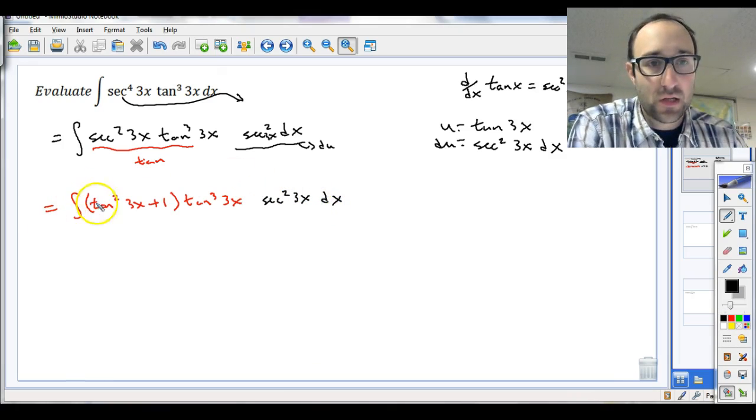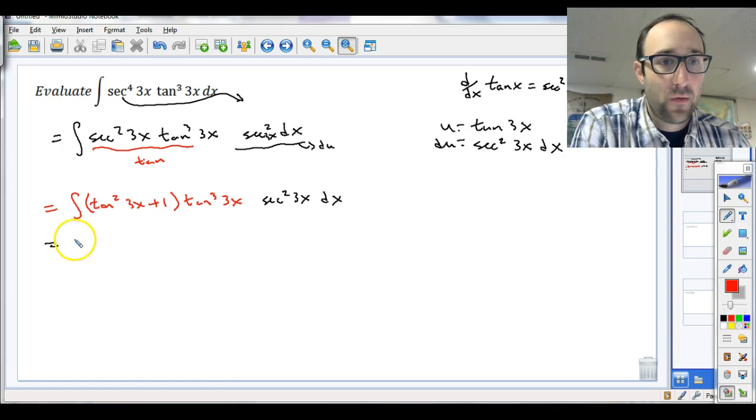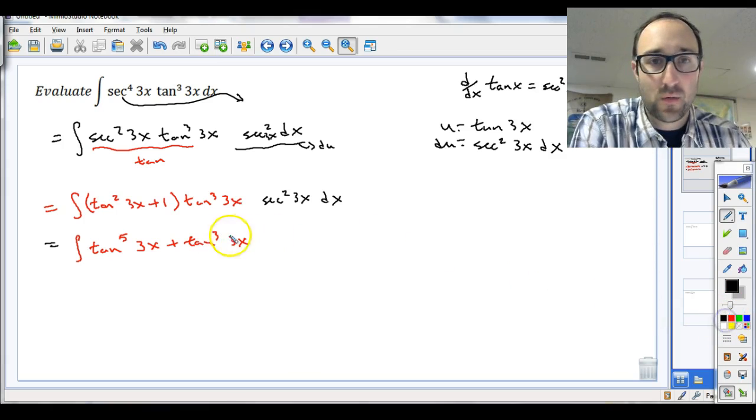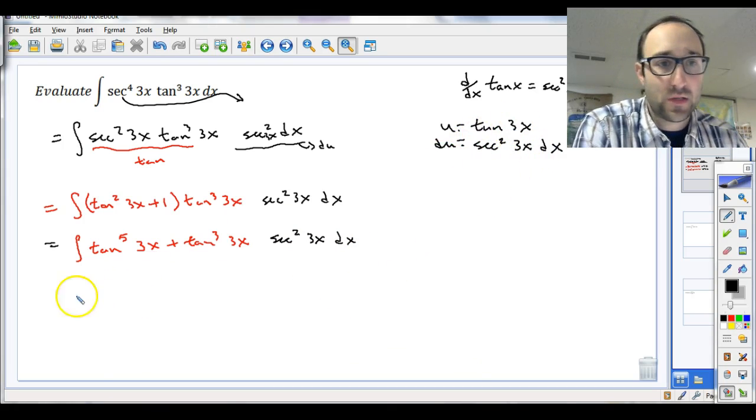Next, let's distribute this whole thing and see what we get. Multiplying a square and a cube, we add the exponents: tangent to the fifth 3x plus tangent cubed 3x, and then we've got the secant squared 3x dx. So if u equals tangent 3x, this would be the integral of u to the fifth plus u to the third du.